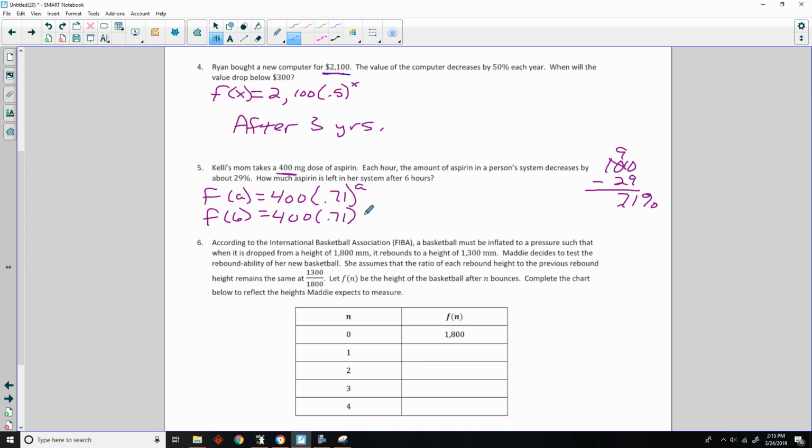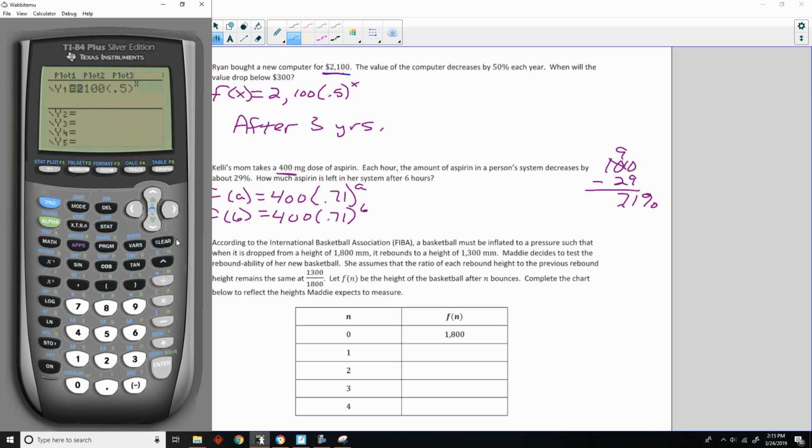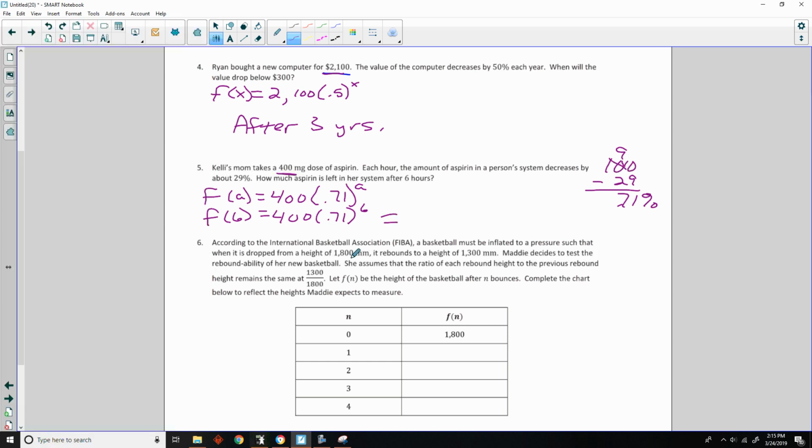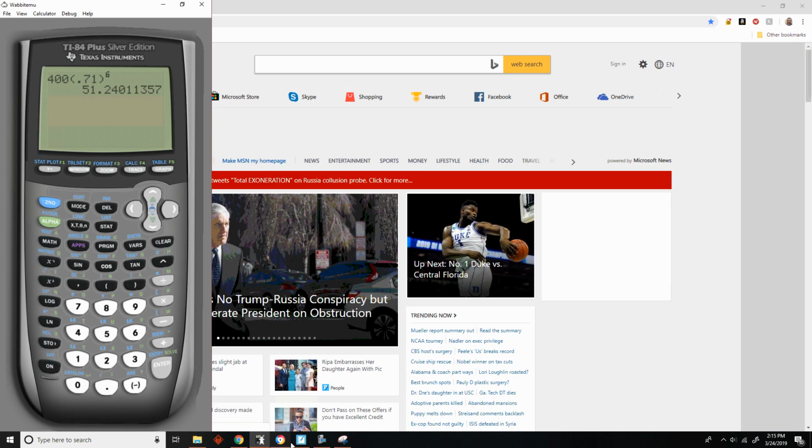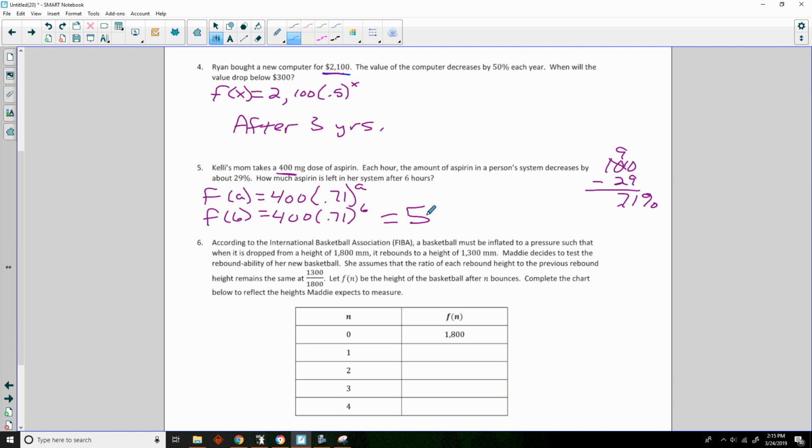400 times 0.71 to the power of 6. So if I go to my calculator, I can just do it on the home screen. I can say 400 times 0.71 to the power of 6. Enter. And that is going to equal 51.24 milligrams.